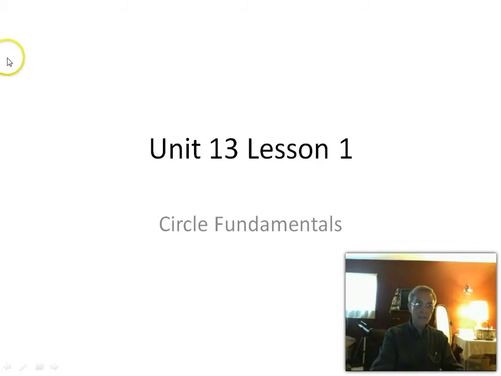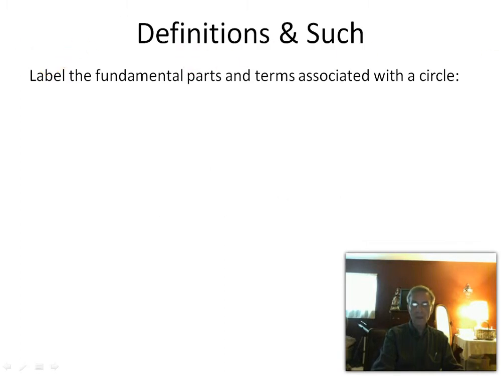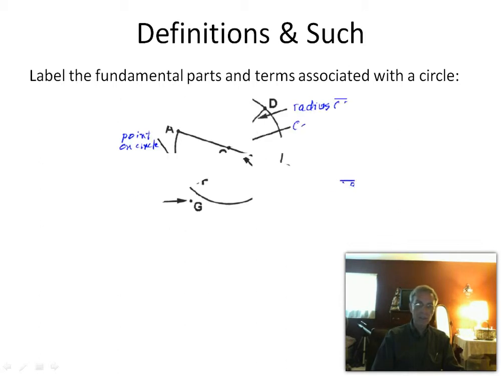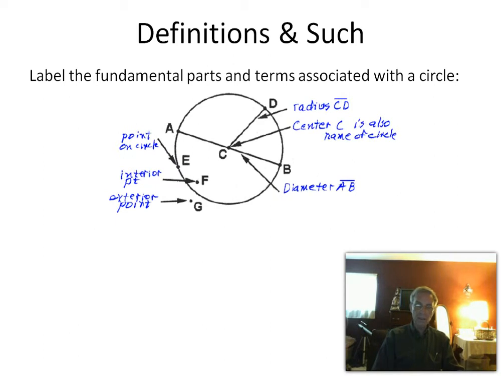Okay, so let's take a look at the circle fundamentals. First thing they want us to do is to label the fundamental parts and terms associated with a circle. So we start with a circle and let's label all the things and point with arrow pointers showing where they are. First, we have a point on a circle, that's point E. An interior point is point F because it's inside the circle. An exterior point would be like an example of point G, which is outside the circle.